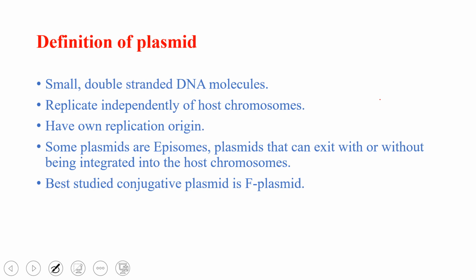So first, what is a plasmid? As we know, plasmids are small double stranded molecules which are independent of the chromosomal replication and have their own replication origins. Plasmids are episomes. It means plasmids can exist with or without being integrated into the host chromosome. So they can integrate into the host chromosome or they can be independent. The best studied are the conjugative plasmids. The conjugative plasmid is the F plasmid I have already discussed earlier.